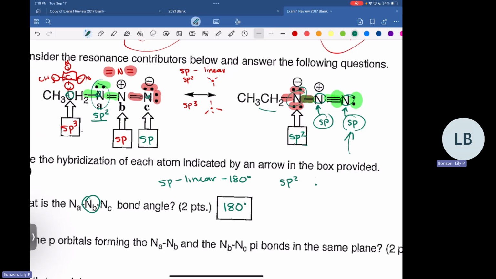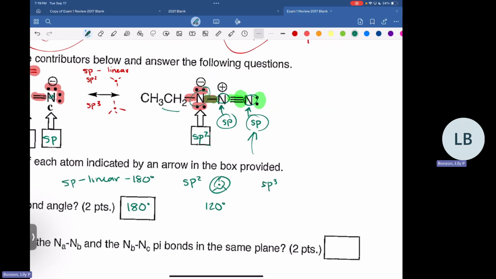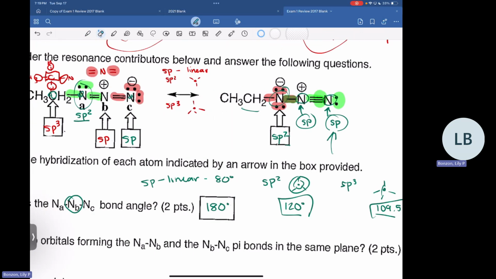Sp2 is the trigonal planar, so that one's going to be 120. Kind of like a flat plane, circle sort of thing. So 120, 120, 120. And then sp3 is going to be the 3D shape, the tetrahedral. This one is slightly less than, I think you can do 109.5. Sometimes it's slightly less or more depending on the atoms, but 109.5 is the one to memorize. And because we said it was sp, we're going to go with 180 for our answer.